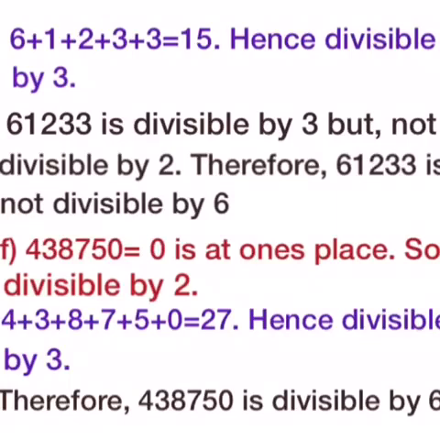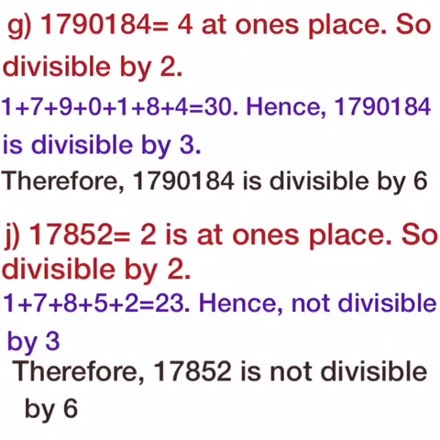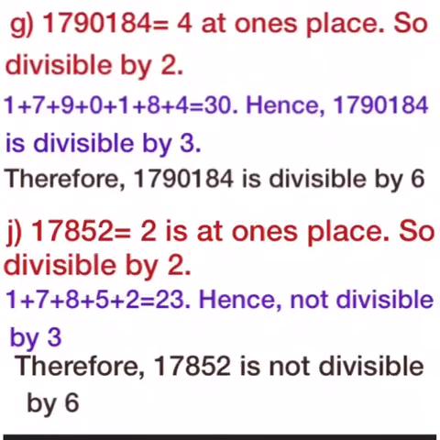Now the next number is 4,38,750. You can see 0 is at its ones place, so it is divisible by 2, and the addition of all the digits of this number gives us 27, which is a multiple of 3. Hence this number is divisible by 3. Children, as this number is divisible by 2 and 3, it is divisible by 6 also. So now move to the next question.